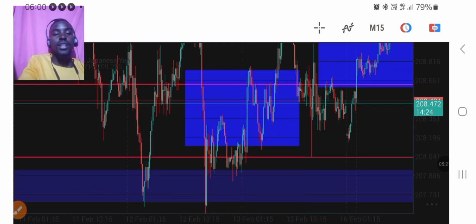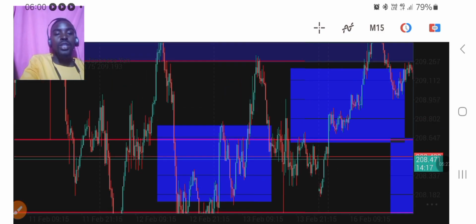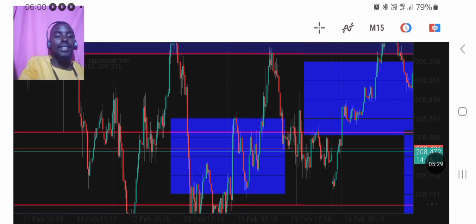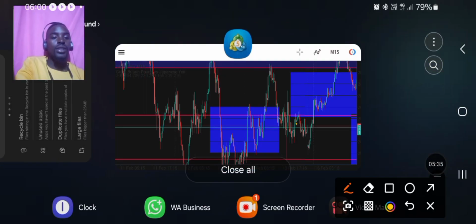This is another trade that I took, another move that I took, guys. Every time you trade, you need to trade when there are low traffic zones. What are the low traffic zones? I think you have understood it, guys.